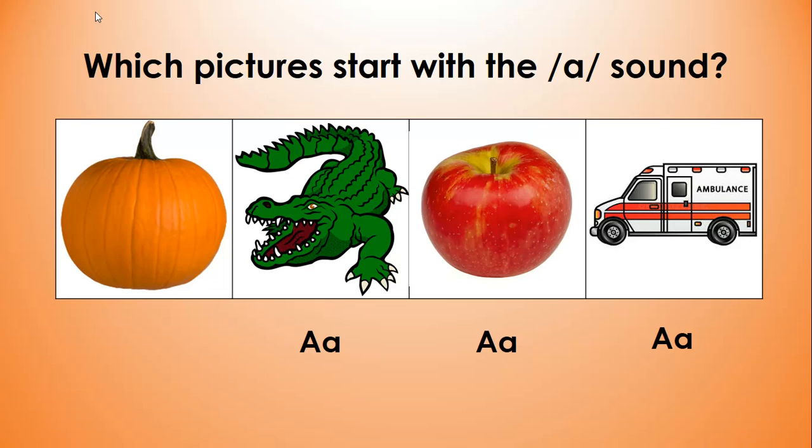Going back to our first picture, pumpkin. We have that puff of air coming through our mouth when we make the beginning sound in the word pumpkin. Pumpkin starts with the letter P.